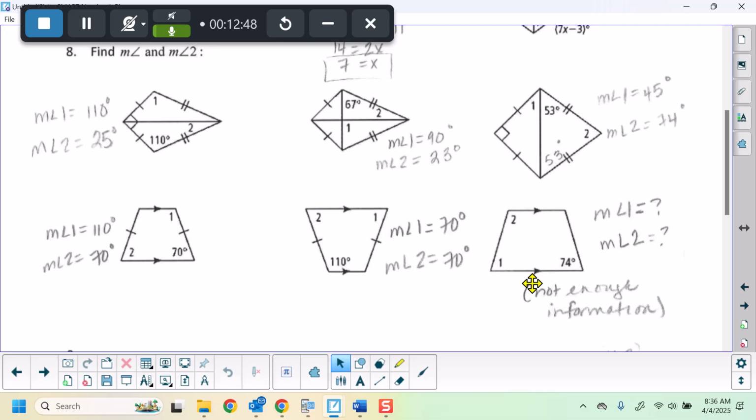How would you have solved it? If somebody gave me 1, I can give you 2 because they're going to be supplementary. But without more information, like let's say somebody said, "Oh, I forgot to tell you it's isosceles." Okay, now I'm in business. 1 is 74, and 2 is the supplement. But they didn't tell me it was isosceles, so I can't assume it. You with me on that?